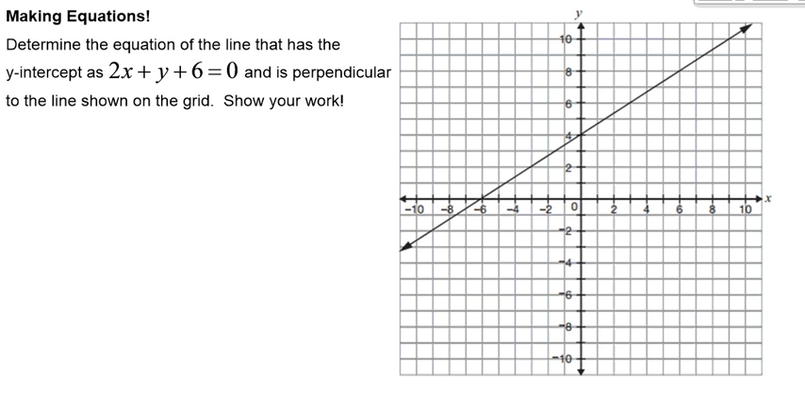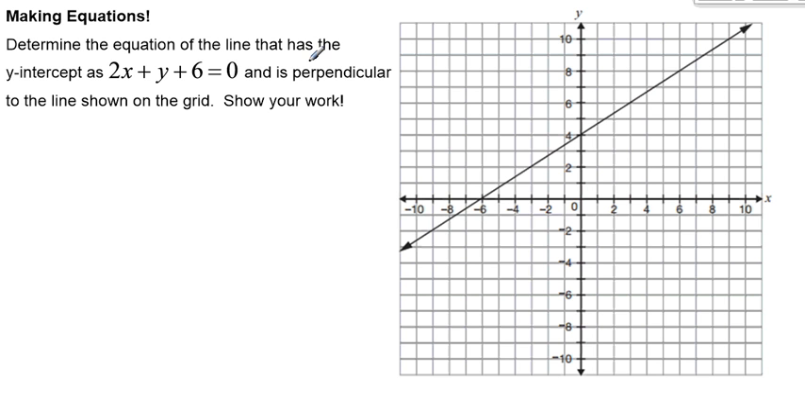And here's the question. It says, determine the equation of the line that has the same y-intercept as 2x plus y plus 6 equals 0 and is perpendicular to the line shown on the grid. And of course, show your work. Okay, so a really classic analytic geometry question. So I like to organize my work.